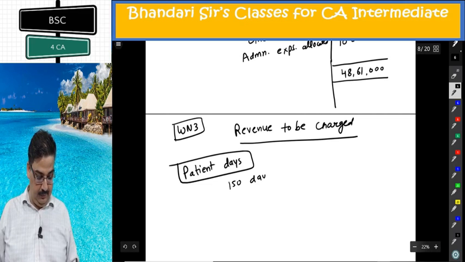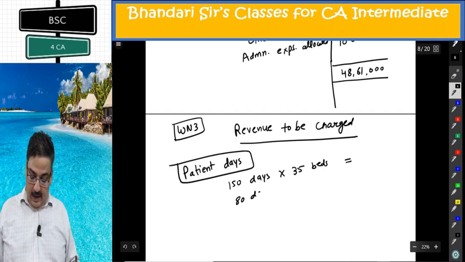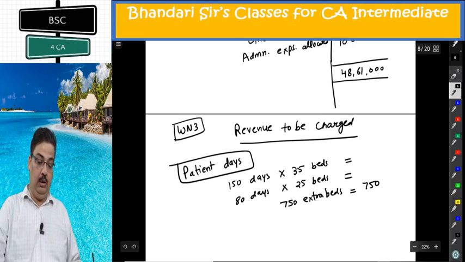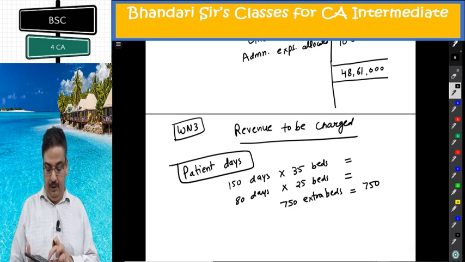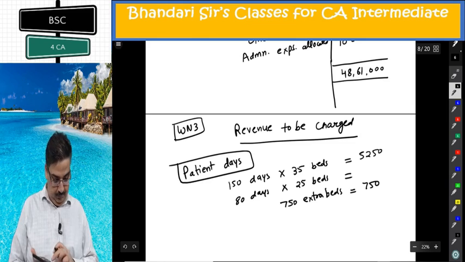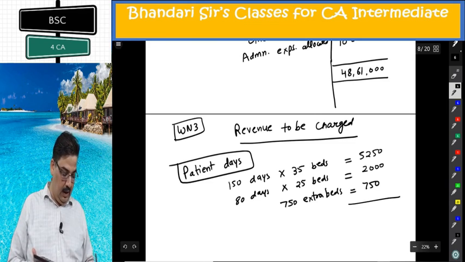150 days into 35 beds. 35 bed days or patient days. 80 days, 25 beds. And 750 extra beds. So in total, I need to get the patient days here. 150 into 35, 5250. 80 into 25, 2000, and 750. This becomes 8000 patient days.